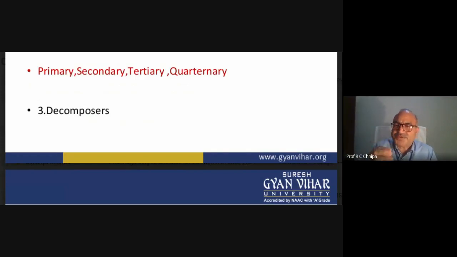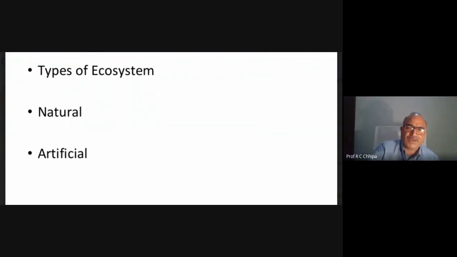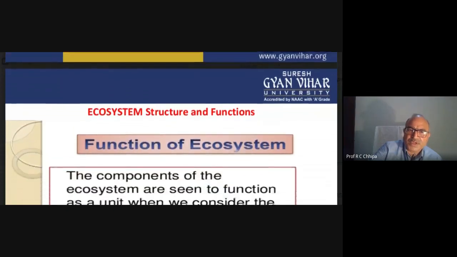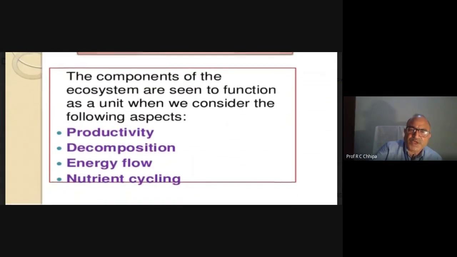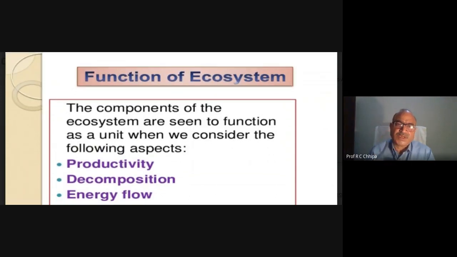So the overall structure of the ecosystem is: one, the producer, then the consumer, and last the decomposer. We have to see all these things, and then we have the types of ecosystem I discussed earlier, the natural and artificial, man-made, and the structural aspect of the biotic component and abiotic component. And these are some of the functions: productivity, decomposition, energy flow, nutrient cycle. Certain functions control the functions of the ecosystem.